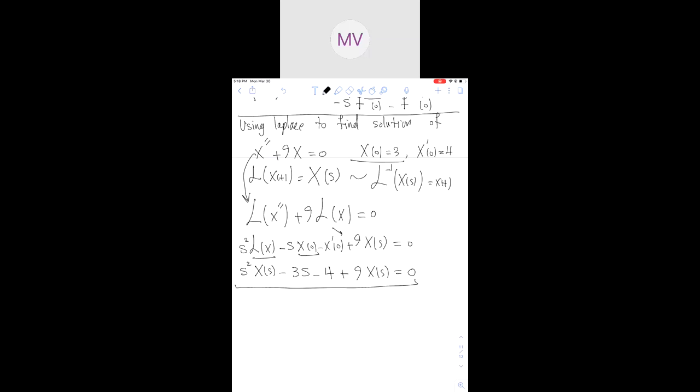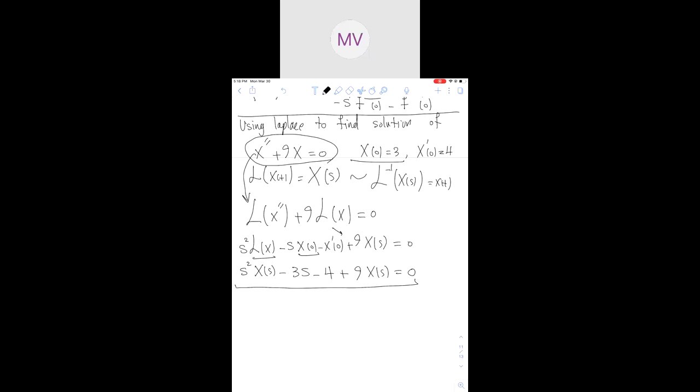So the initial equation was a differential equation. We had derivatives of the functions showing up. When you transform this, it's simply an algebraic equation. There is no derivative in it. And you want to solve for x of s, right?